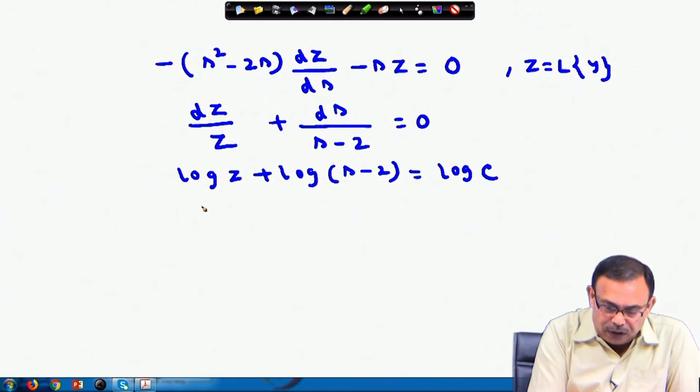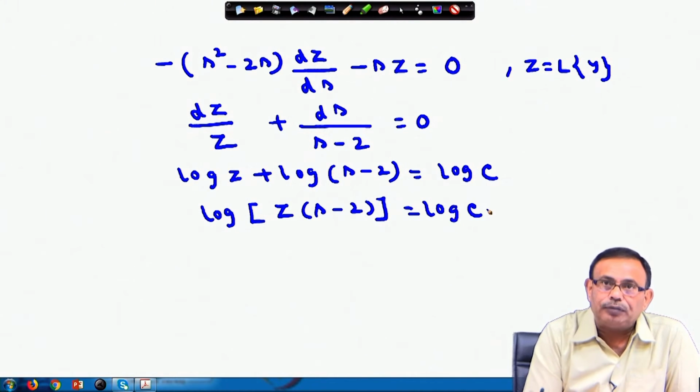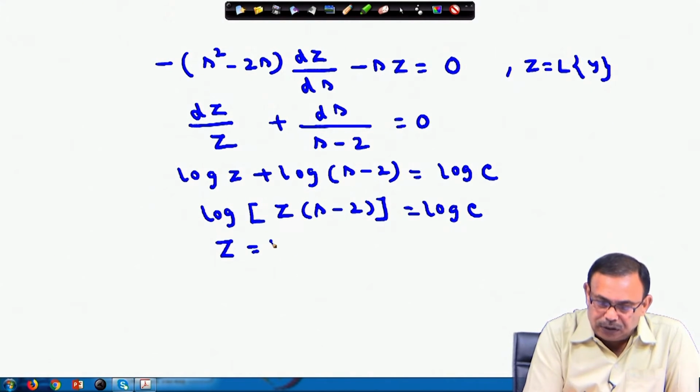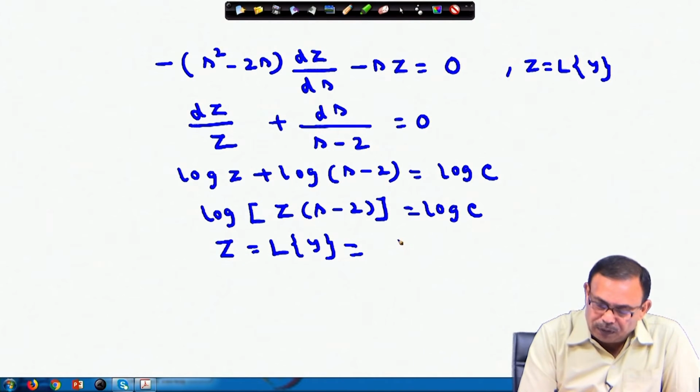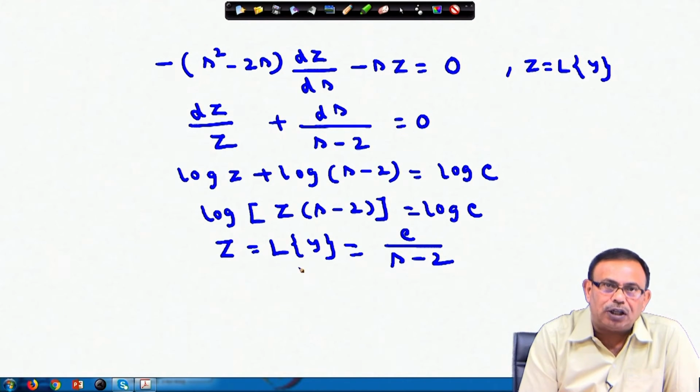So, you will obtain log of z into s minus 2 equals log of c. And from here you can write z, which is the Laplace transform of y, equals simply c by s minus 2. So, you have obtained z equals Laplace transform of y equals c by s minus 2. From here you can write y equals Laplace inverse of c by s minus 2 directly.